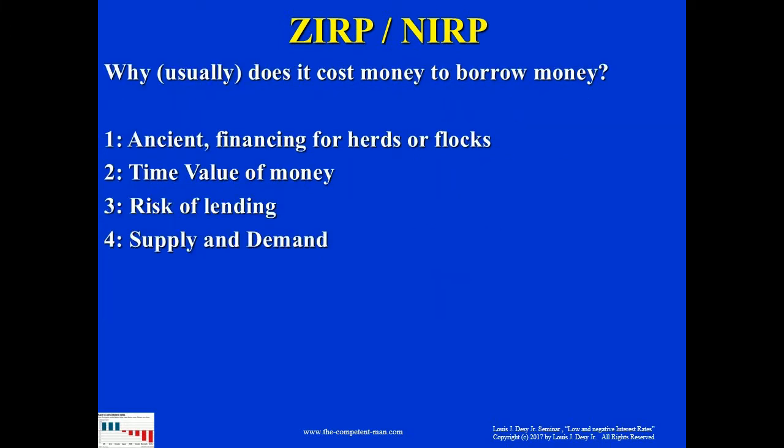Why, usually, does it cost money to borrow money? Here are the 4 reasons that it costs money, interest, to borrow money. 1. Ancient, financing for herds or flocks. 2. Time value of money. 3. Risk of lending. 4. Supply and demand.